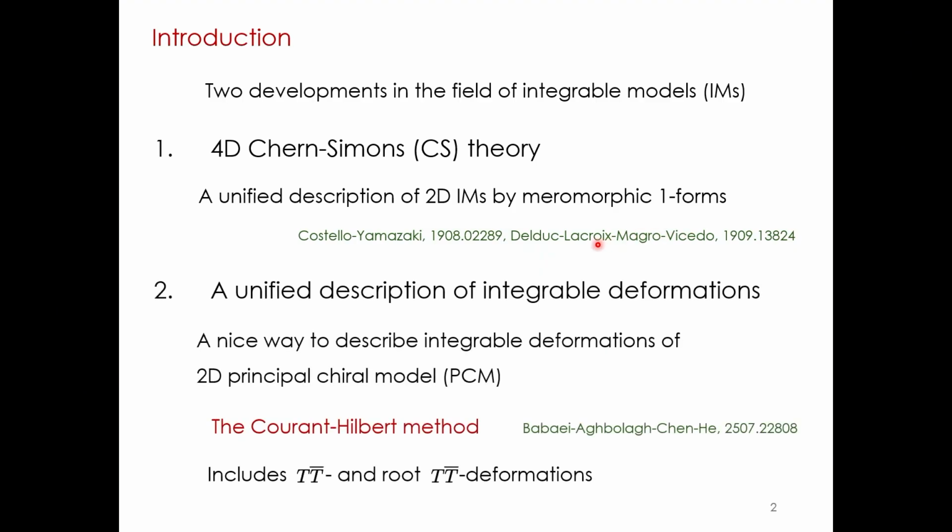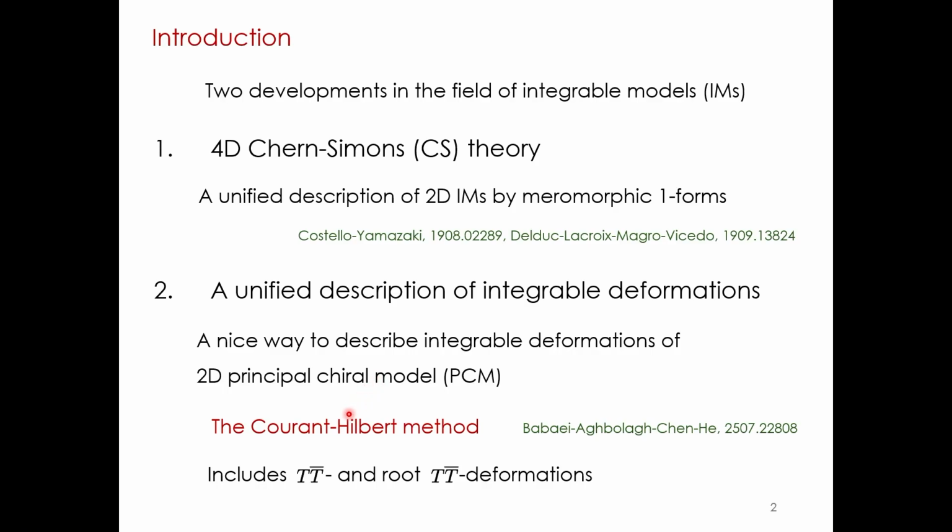The second one is the unified description of integrable deformations based on the Courant-Hilbert construction, as I explained yesterday. This way was found by Babaei et al. in these papers. This is a nice way to describe integrable deformations of two-dimensional principal chiral models. As I explained yesterday, this way is based on the Courant-Hilbert method.